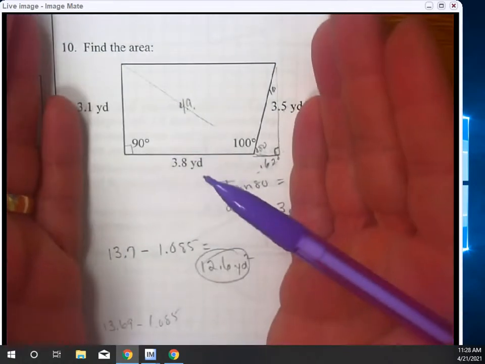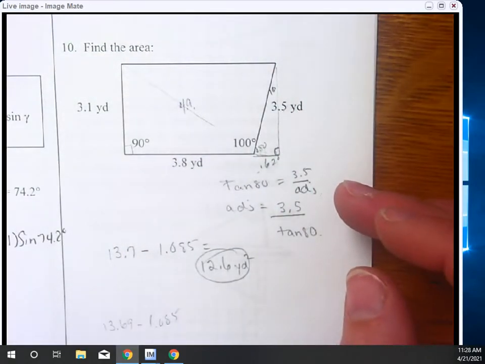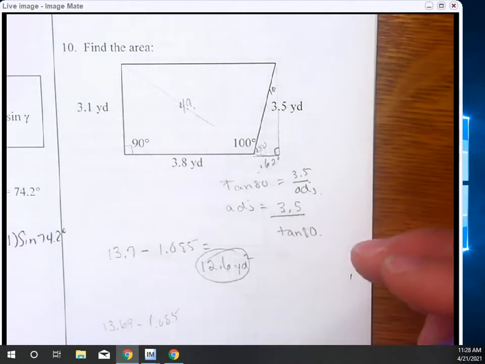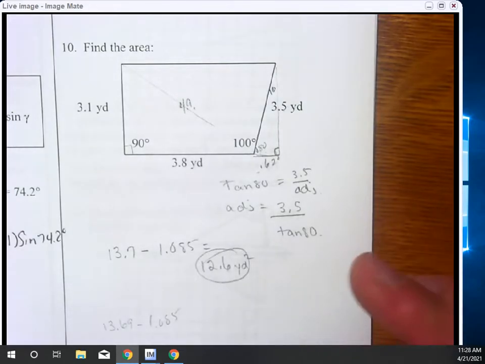So when you look at that, there's several different ways that you can go about getting the correct answer. You okay with that? Does everyone have that one down?